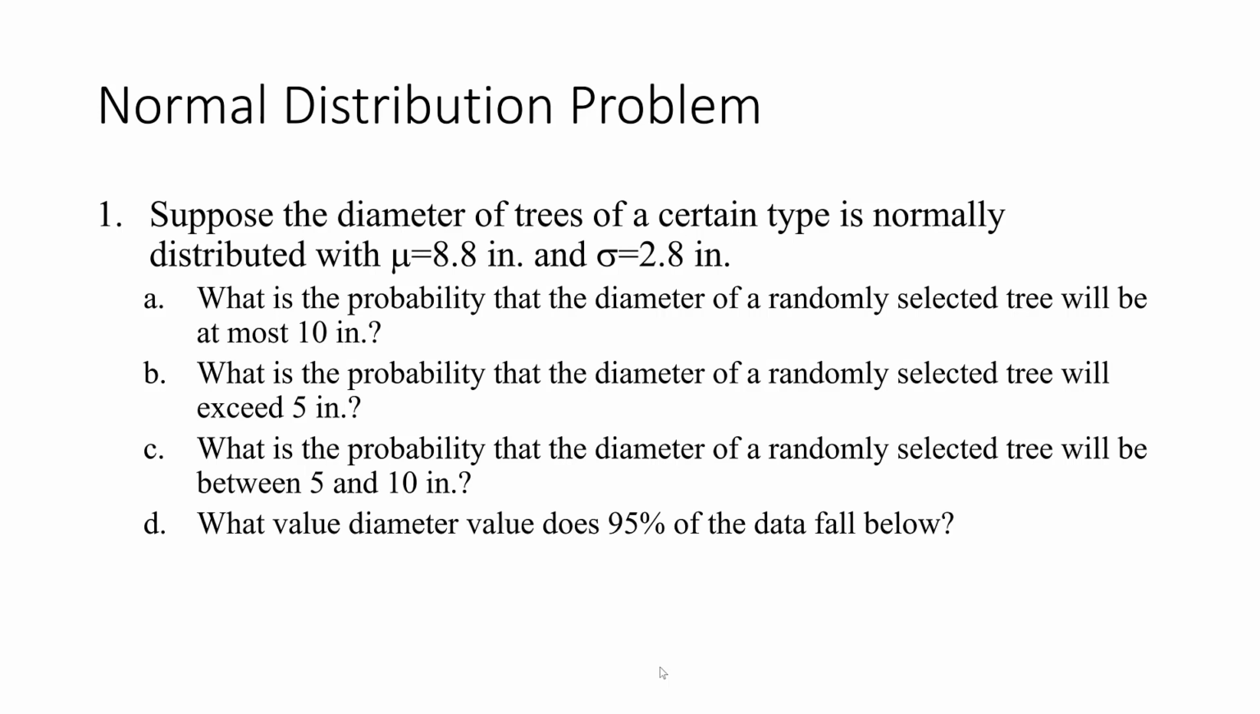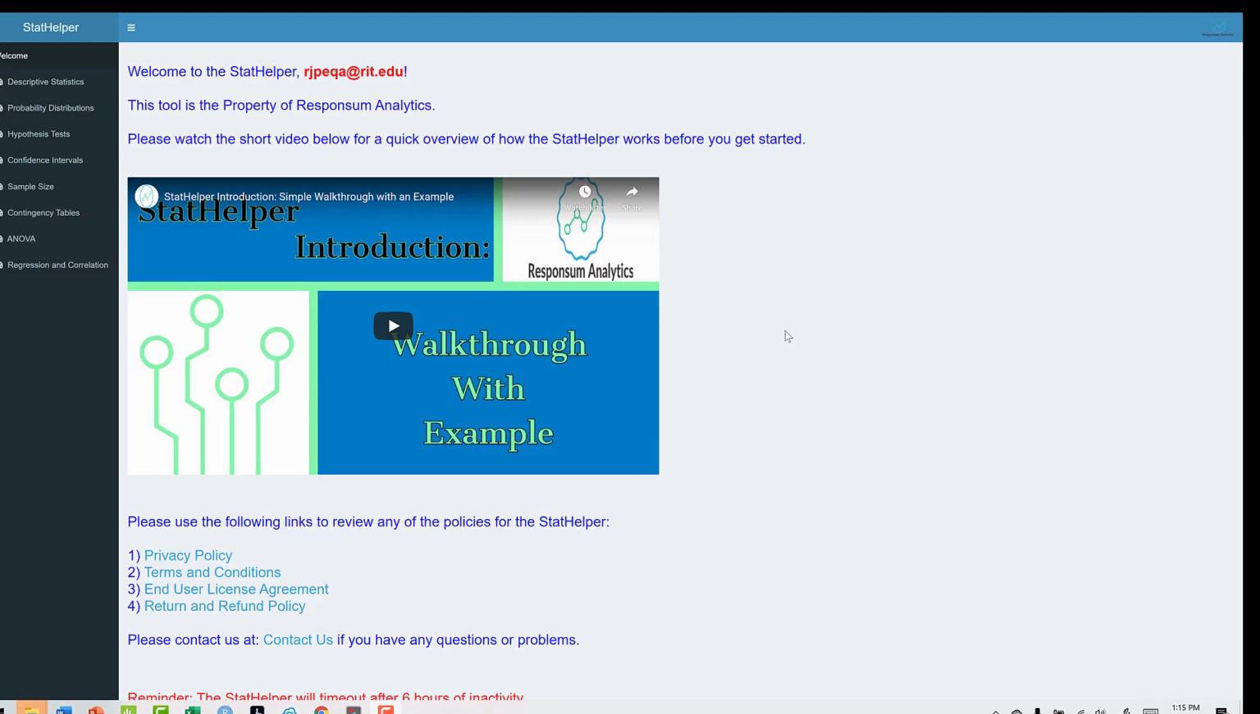Suppose the diameter of trees of a certain type is normally distributed with mean equal to 8.8 inches and standard deviation equal to 2.8 inches. Part A says, what is the probability that the diameter of a randomly selected tree will be at most 10 inches? So we're now going to go over to the StatHelper to see how we do this problem.